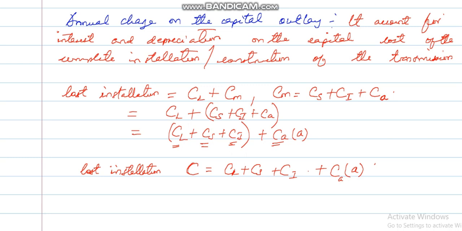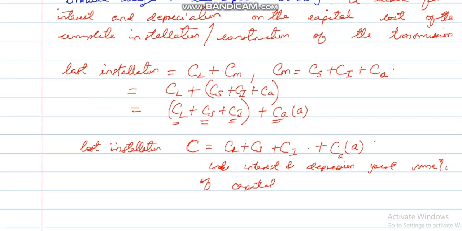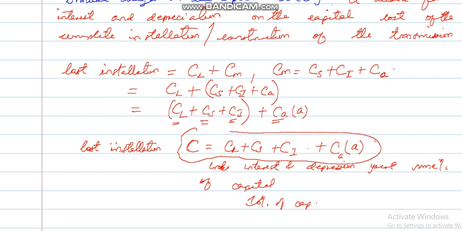Kwa hiyo when this cost is multiplied by certain percent ndio tunapata sasa annual charge on the capital outlay, kwa sababu the depreciation and interest is just some percentage of the capital. Sawa, labda mimi naweza nikasema kwamba 10% labda of the capital in account for interest and the depreciation rate. Kwa hiyo when this expression is multiplied by certain percentage ndio tunapata sasa annual charge on the capital outlay.